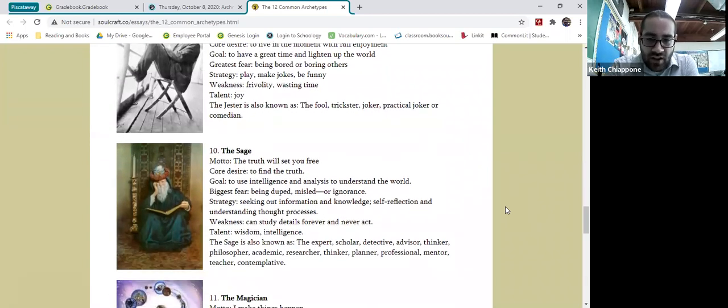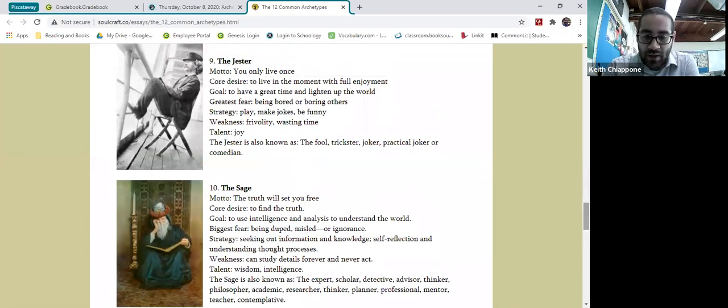The sage. Again, this one is similar to the innocent, but a lot wiser. They believe that the truth will set you free. Also might be called the expert, scholar, detective, advisor, thinker, and more aptly, mentor. If we think about Star Wars, we have a couple mentors. We have Obi-Wan, and then we have Yoda. Yoda, however, is sometimes similar to a jester because he plays a lot of tricks, if you watch the series.